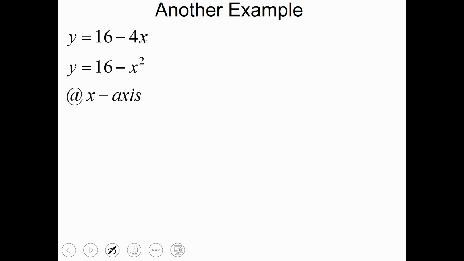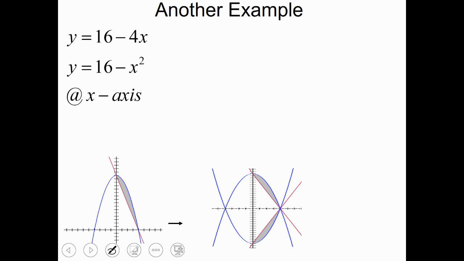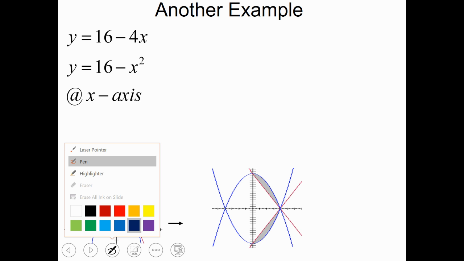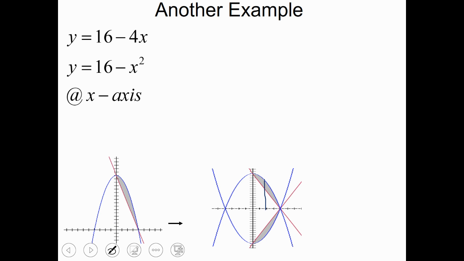And then I've got one last one here. So this is 16 minus 4x, which is a line. It is in red here. And then 16 minus x squared, which is just a parabola shifted up 16 spaces, which is written in blue. And we're going to revolve it around the x-axis. So this is super, super skinny Pac-Man heading the opposite direction. So my big radius is going to go from the x-axis up to the parabola. And then my small radius is going to go from my x-axis to my line.